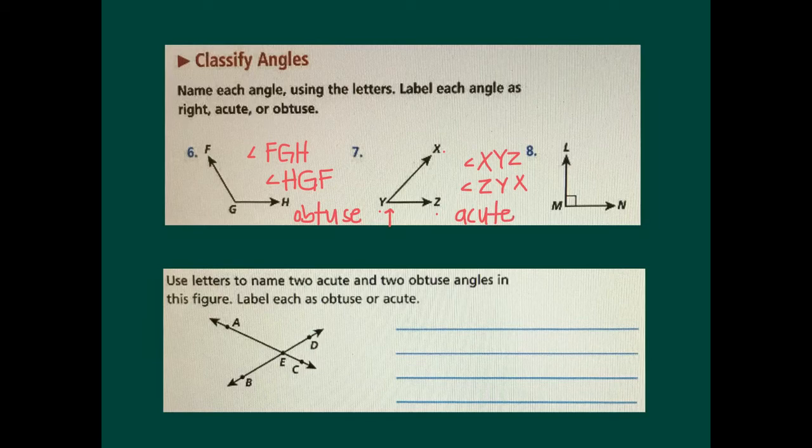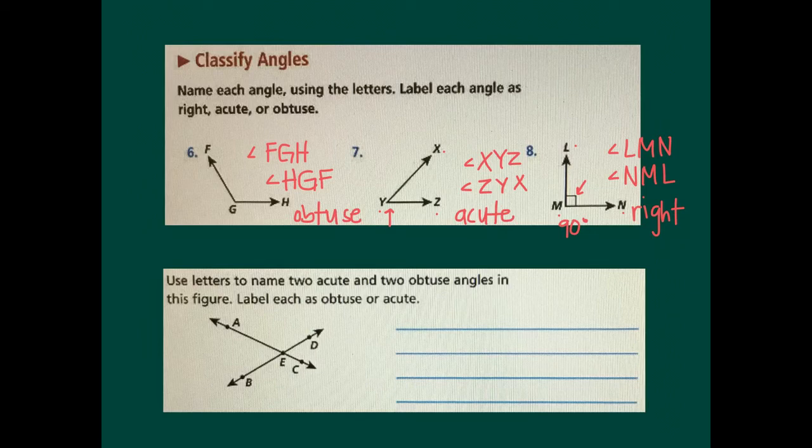Finally, the last example, number 8, uses the letters L, M, and N. M is the vertex, so that will need to be in the middle. So we could label this angle LMN or angle NML. Now, this time they've given us a nice box symbol, which remember tells me that it is exactly 90 degrees. So this is a right angle.